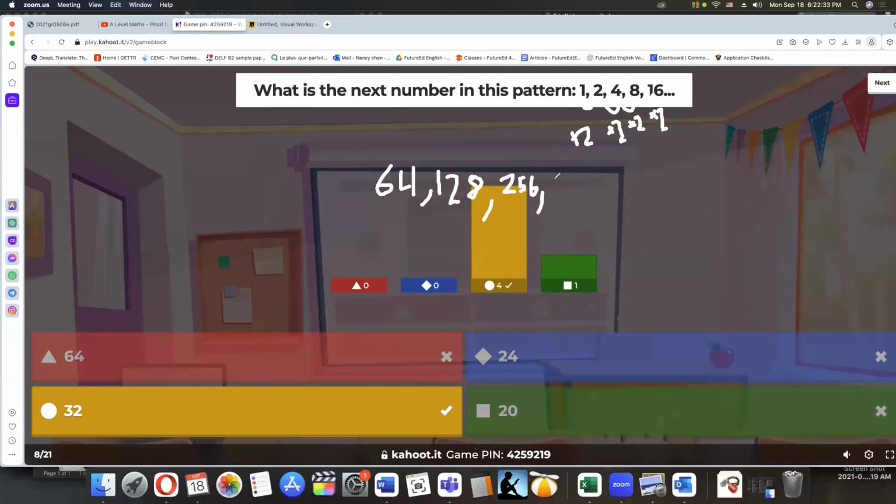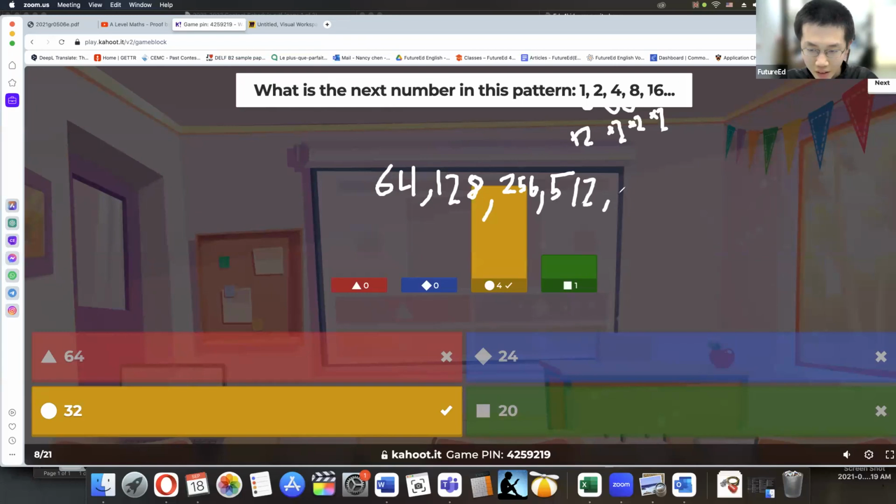Can someone other than Jason tell me what's after 256? Oh man, it does start getting harder once it starts getting near the 1000 range. It goes up really, really, really fast. Can I say it? Okay, go ahead. 512. Then 1024. And after that, 2048.